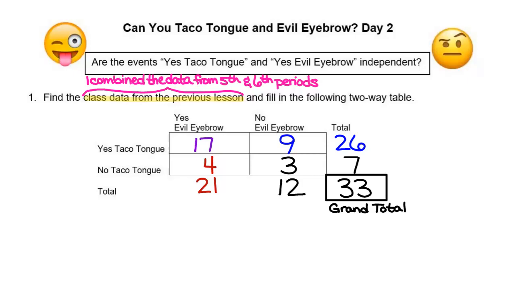All right, I would like for you guys to copy this into page 11. This is different than yesterday's because I combined 5th and 6th periods data together. So please go ahead and copy that onto page 11.